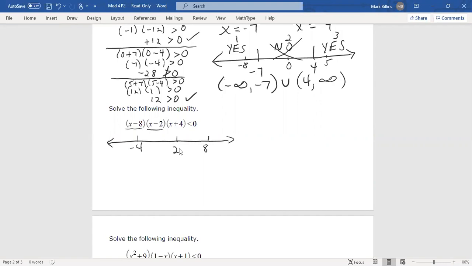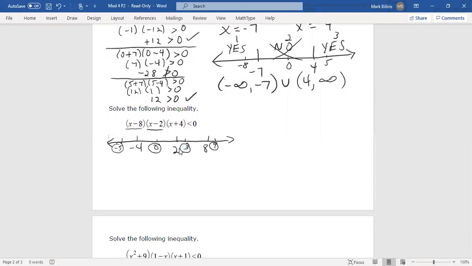So I could use maybe a -5 as a test point. Between -4 and 2, I could use a 0 as a test point. Between 2 and 8, maybe 3. And greater than 8, 9. So what you're going to do is plug those test points in to see if that particular value would be a solution to the given inequality.